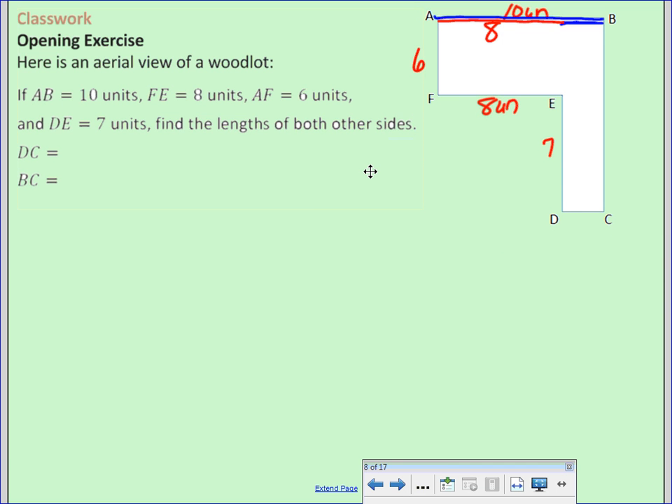I don't know what I just did. So what is this going to be? If this part is 8, the whole thing is 10, what's that going to be, everybody? 2, exactly. So now we know the measurement of that side. Now, what about BC? What about this side? Well, if I know that this part is 6, whoop, that part is 6.